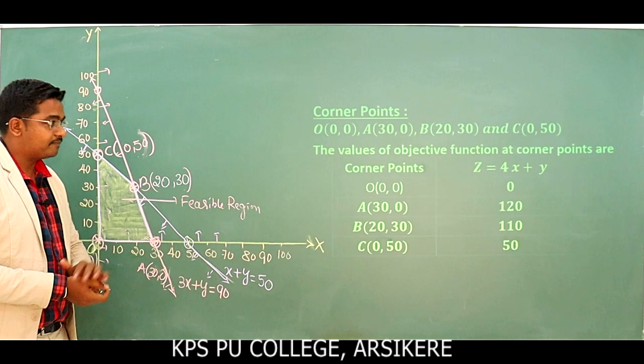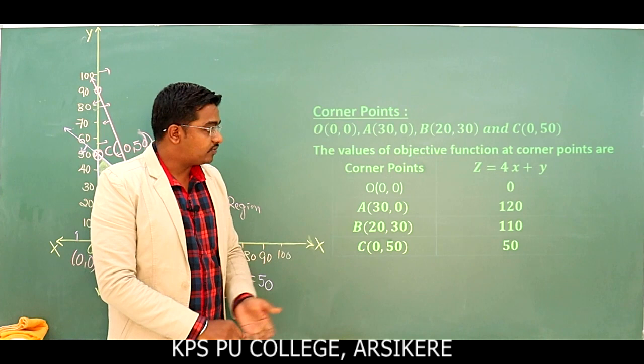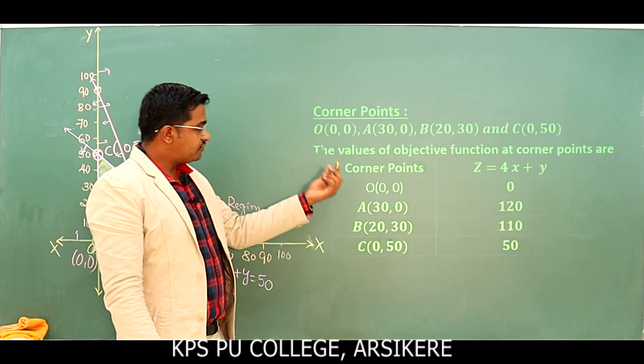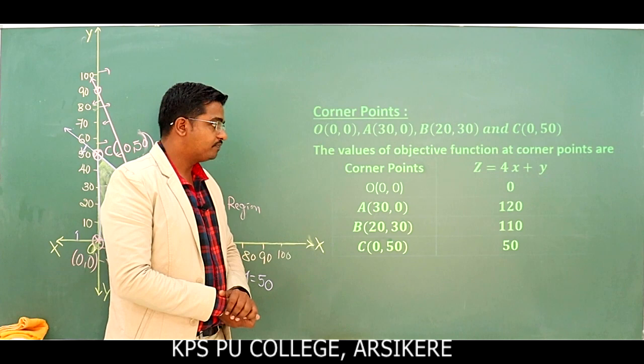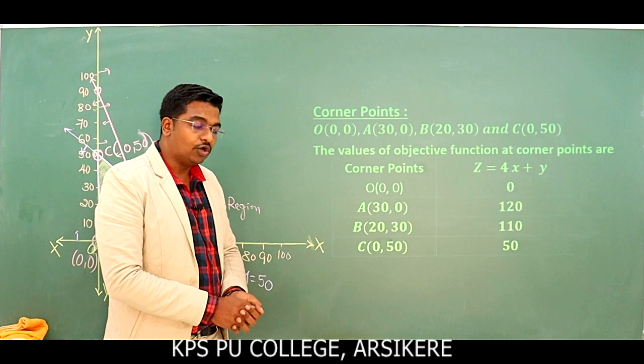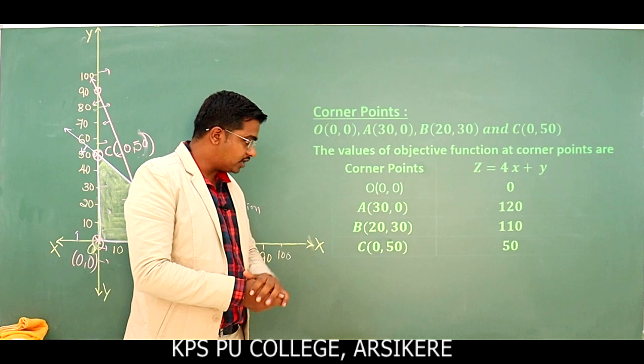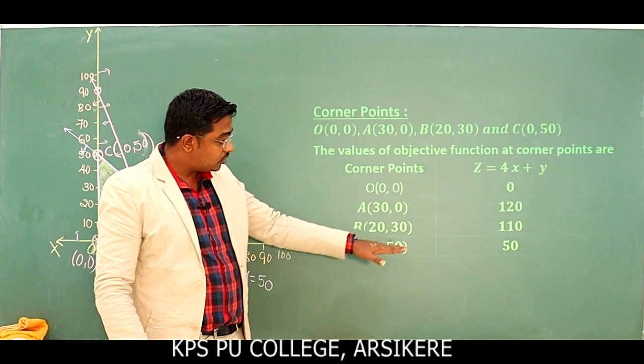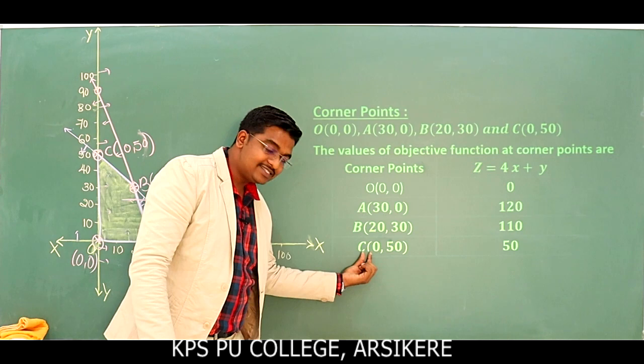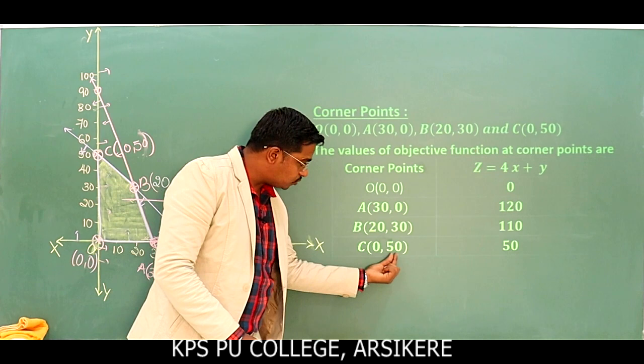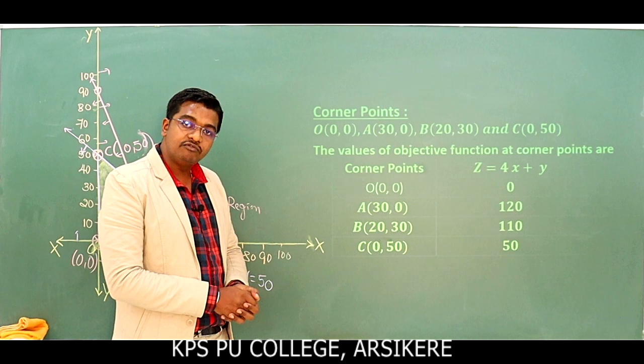Okay. So here we have the table of corner points, and Z is equal to 4x plus y, which is the objective function. For the first point O of 0 comma 0, put x is equal to 0 and y is equal to 0, so we get z is equal to 0. Then A of 30 comma 0, that becomes 4 times 30, that is 120, plus 0 is 120. For B, 20 comma 30, put x is equal to 20 and y is equal to 30, we get the value 110. Clear? Similarly for point C, 0 comma 50, substitute x is equal to 0 and y is equal to 50, we get the value of z as 50. Just observe the values of z.